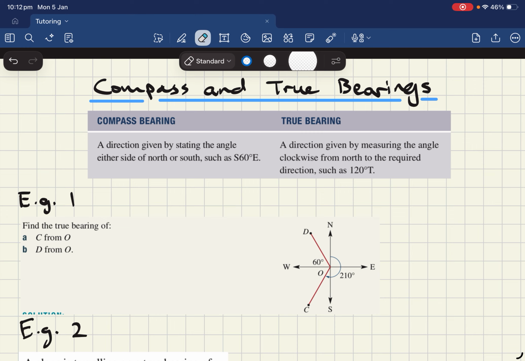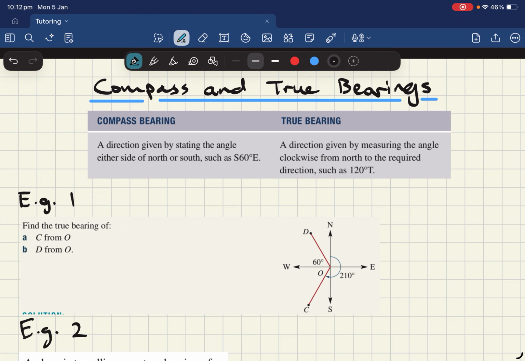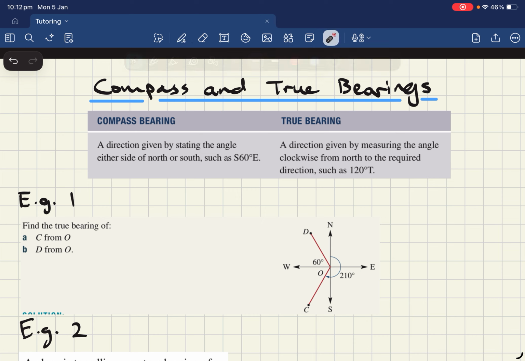We have what we call compass bearings. So these, we talk about a direction given by stating the angle either side of north or south. So we give whether it's closer to north or south. So that depends on the quadrants, right? So if it's somewhere up here in this example, it's closer to north than it is to south. So it's going to be between north and east. Here it's going to be between south and east, between south and west, between north and west. And we always put north or south first.